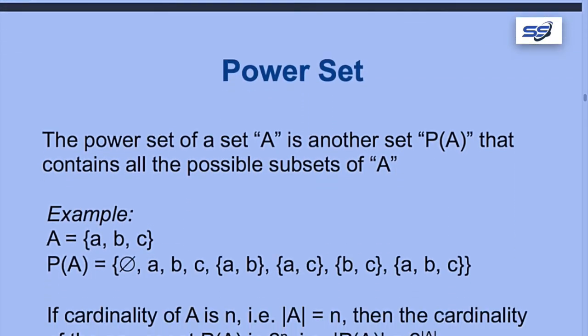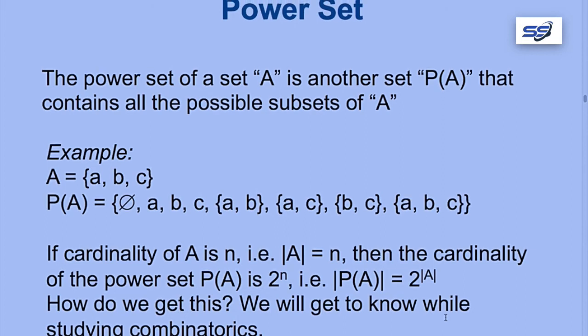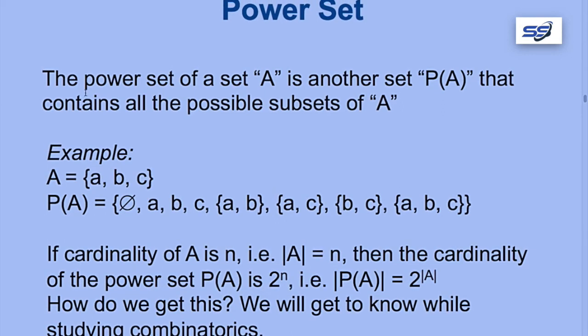Power set. The power set of a set A is another set P(A) that contains all the possible subsets of A. Example: A = {a, b, c}. Then the power set of A, P(A) = {{}, {a}, {b}, {c}, {a,b}, {a,c}, {b,c}, {a,b,c}}. All these are possible subsets of set A.